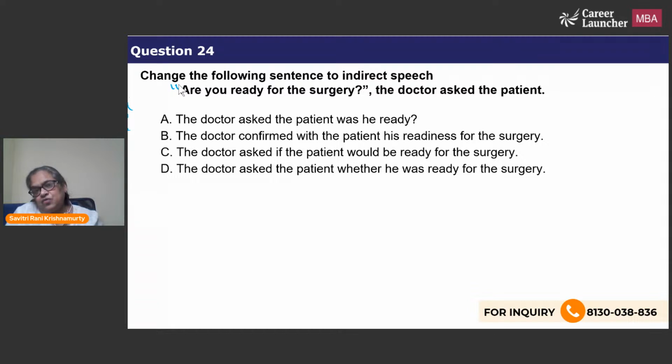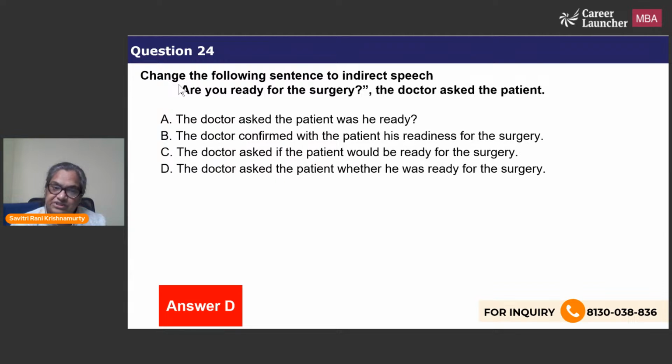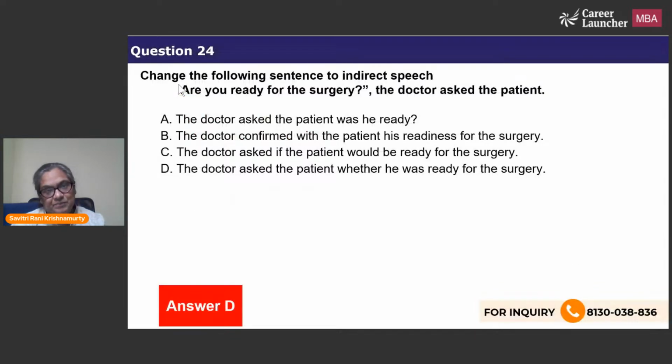Satyam, focus on vocabulary, past few years question papers, whatever you have. Last couple of years they were online. We don't have access to the actual papers. You only have memory based papers. So work on similar lines and grammar. Okay. The doctor asked the patient whether he was ready for surgery. All right. So answer is D.